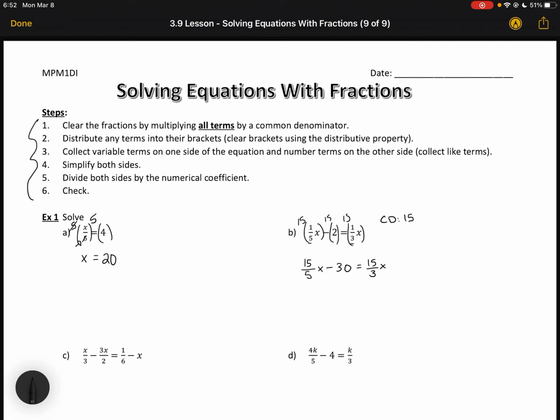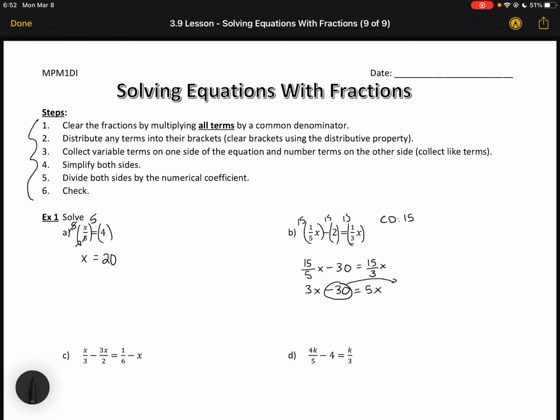Now, as long as I've multiplied correctly, I should be able to complete all of my divisions. So 15 divided by 5 is 3x, minus 30 stays the same. 15 divided by 3 is 5x. Now it looks like an equation that we've seen before.